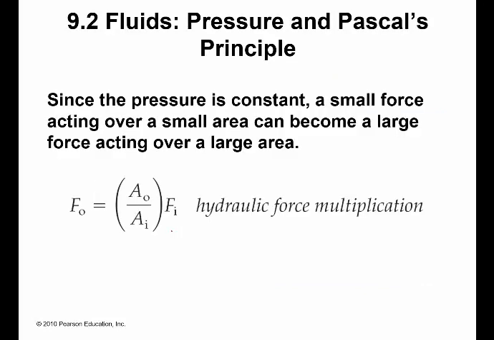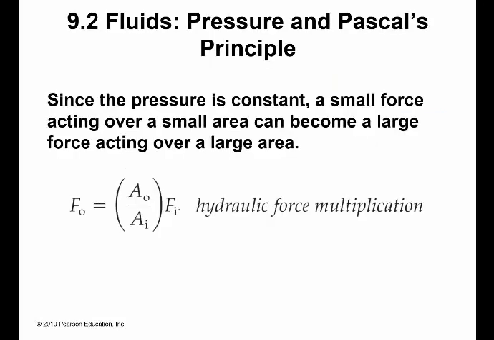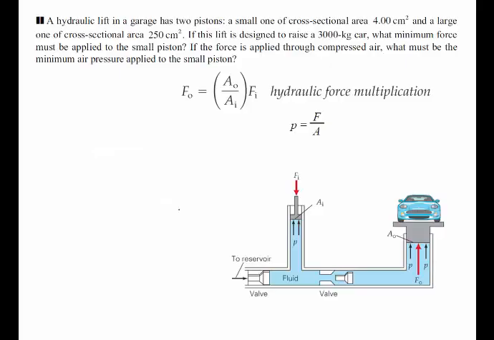Since the pressure is constant, a small force acting over a small area can become a very large force acting over a large area. Here we can look at the hydraulic force, which is a ratio of our areas. So we can see how our area affects our hydraulic force. It could literally be like a multiplier.